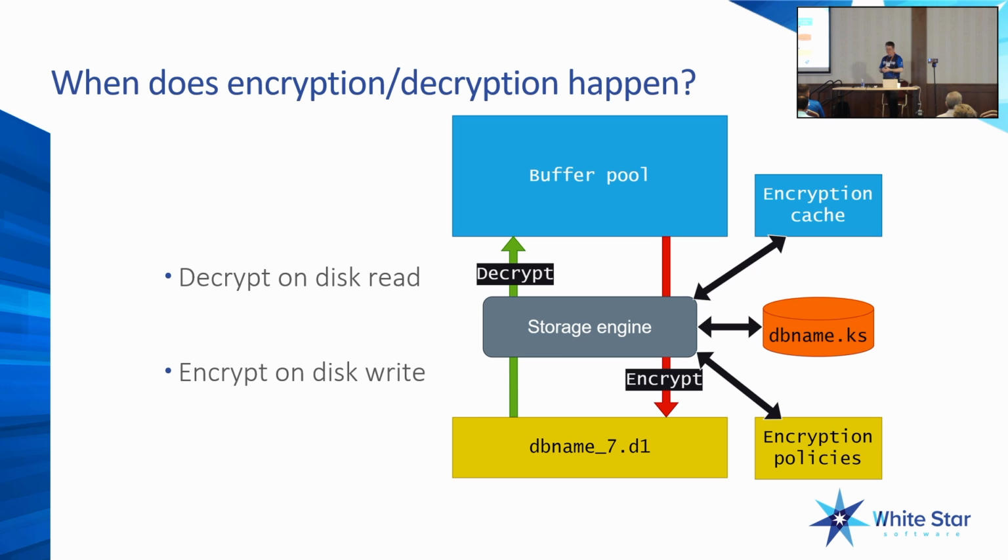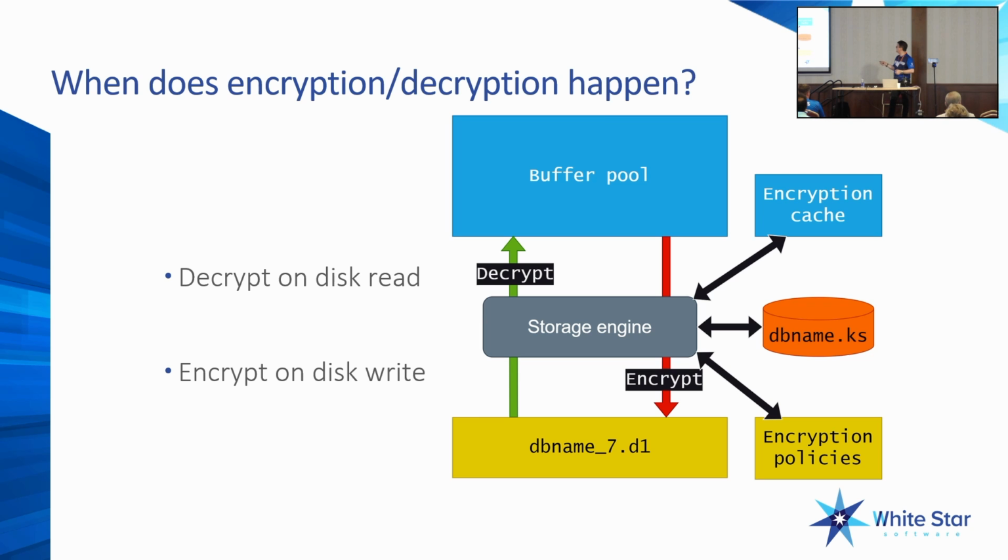So here's the pretty picture, at least as pretty as I can make it, of what I just said. Up top we've got data in memory, and then we've got data on disk as well as the key store, which is on disk. So when an encrypted block is read from an extent into the buffer pool, it's decrypted, and when it's written, it's encrypted.